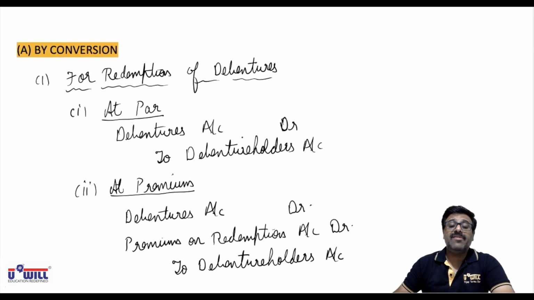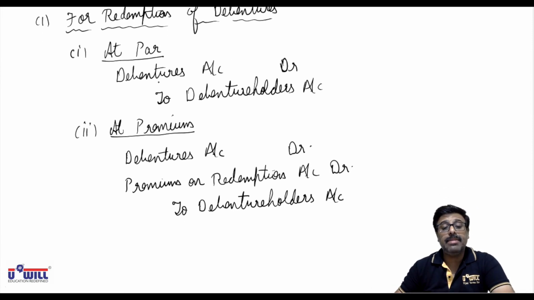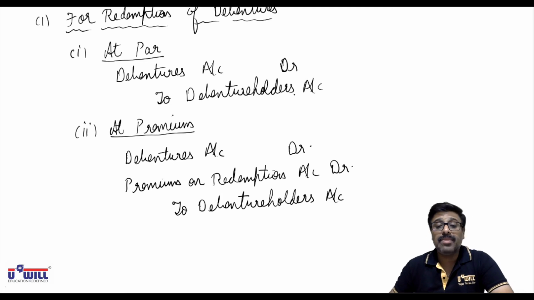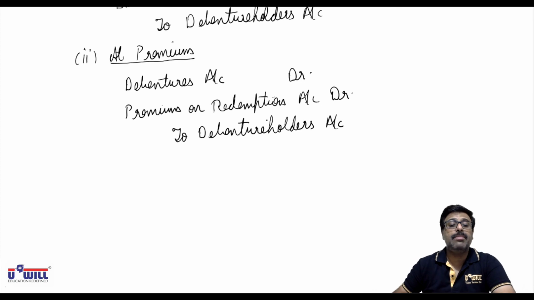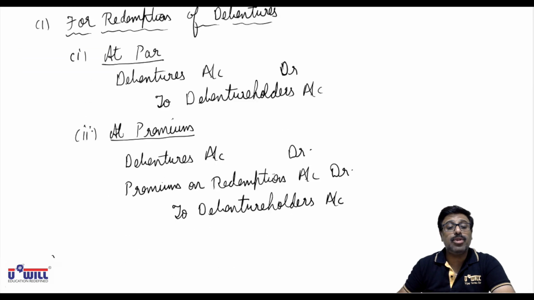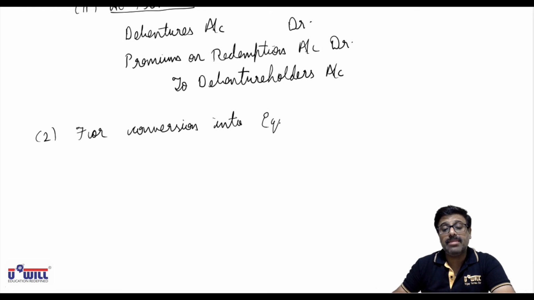So very first of all, for redemption of debentures, what entry will we pass? If they are redeemable at par, debentures account debit to debenture holders account. If they are redeemable at premium, debentures account debit, premium on redemption account debit to debenture holders account. And second, conversion means we are going to convert into equity shares. So for conversion into equity shares, or for issue of equity shares, we are going to give them equity shares.